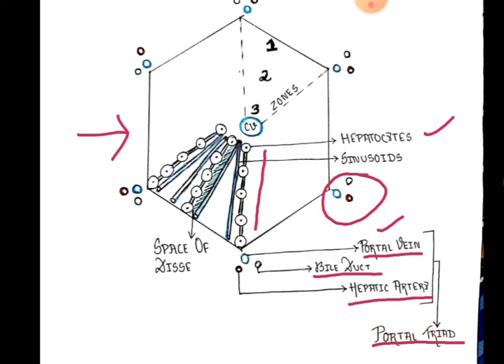The portal vein and the hepatic artery supply the liver. The portal vein, not the hepatic vein. The portal vein and the hepatic artery supply the liver.